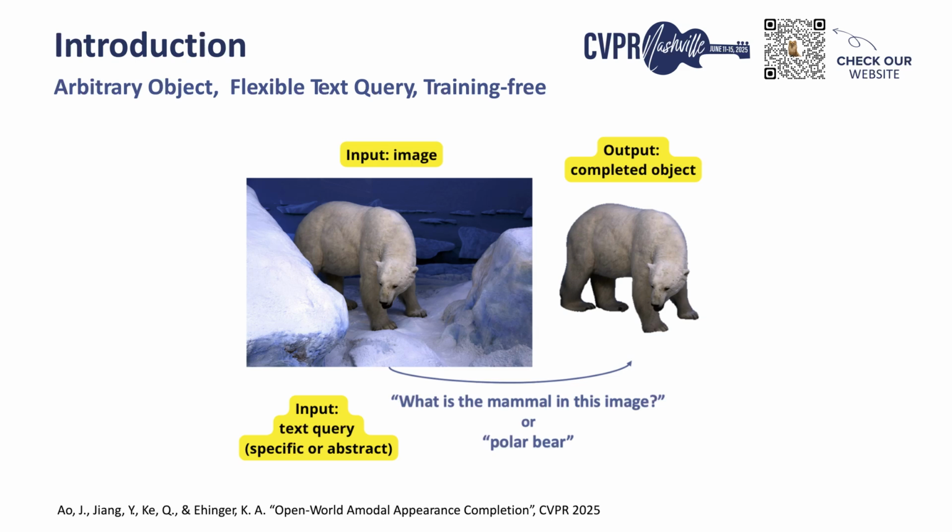Let's consider the image shown here. On the left, we see a polar bear hidden by a large ice block. Traditionally, Amodal completion models will struggle with this task unless they were explicitly trained on polar bears or similar animals. However, our approach enables open-world reasoning about the occluded object, guided by flexible task-based queries. For example, we can prompt the system with "What is the mammal in this image?" or a specific category like polar bear. Using just this input and the image, our model can reconstruct the hidden parts of the object very well.